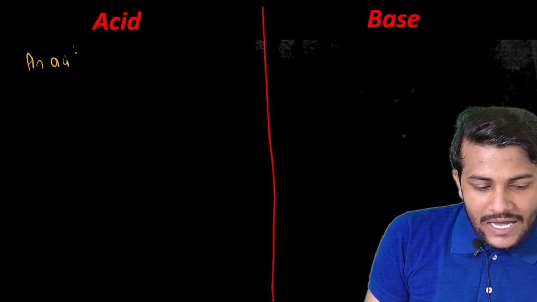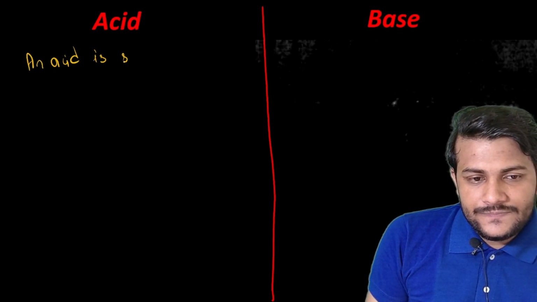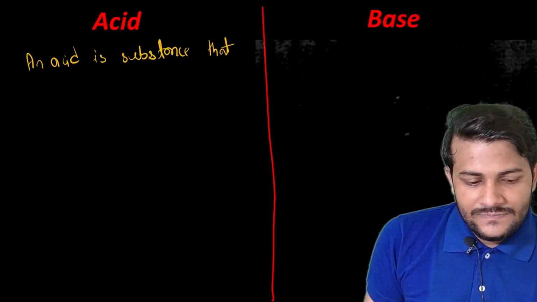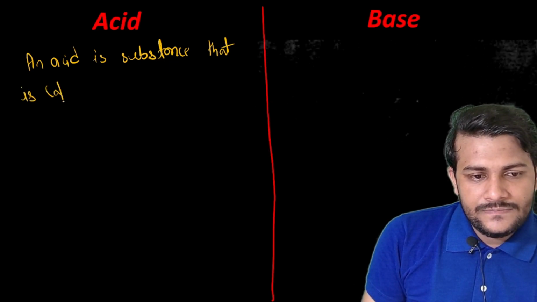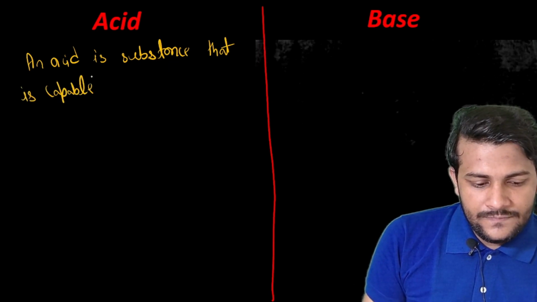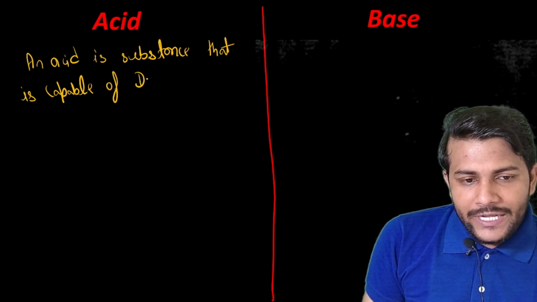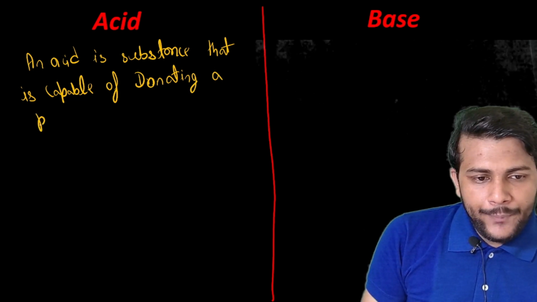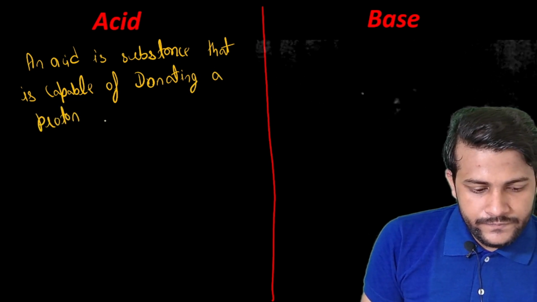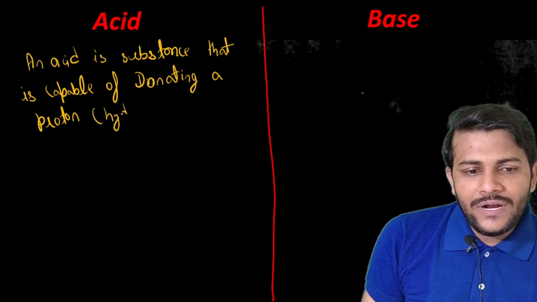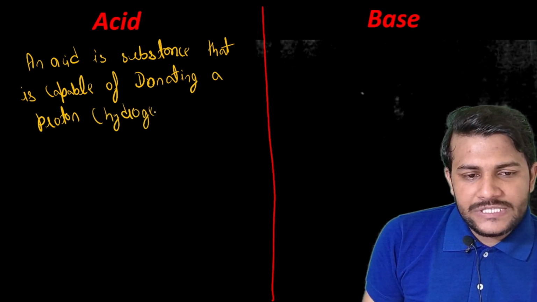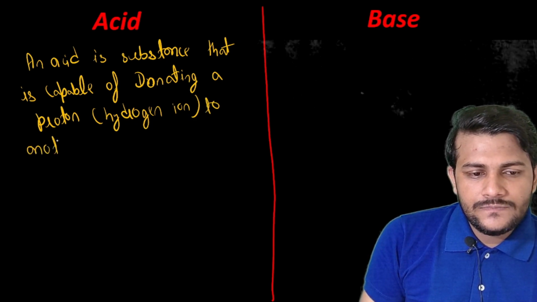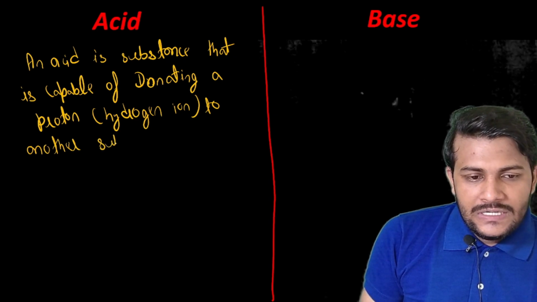An acid is a substance that is capable of donating a proton, or we can say a hydrogen ion, that is H positive ion, to another substance.